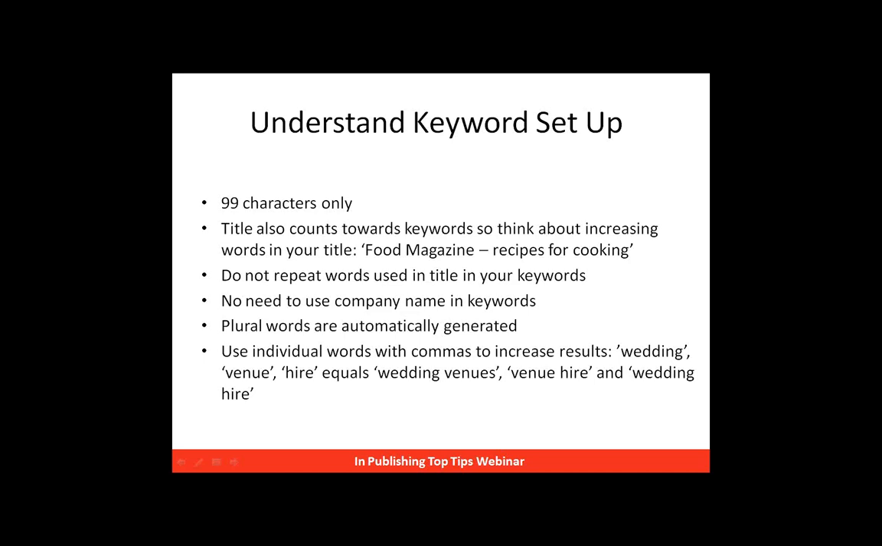And the final piece of advice on this is using individual words with commas that increase your results. So rather than using quite odd niche words, try and use words where in combinations, if people are searching, that's going to work for you. So wedding, venue and hire will create a result if someone types in wedding venues, wedding hire, hire venues, venue hire, and so on. Editorial teams are really good at this, but just think about what's going to give you the broadest return of results on your keyword setup.